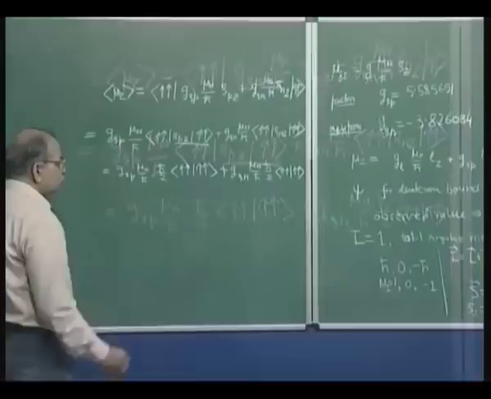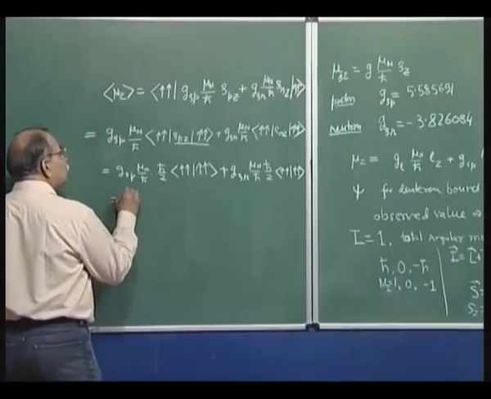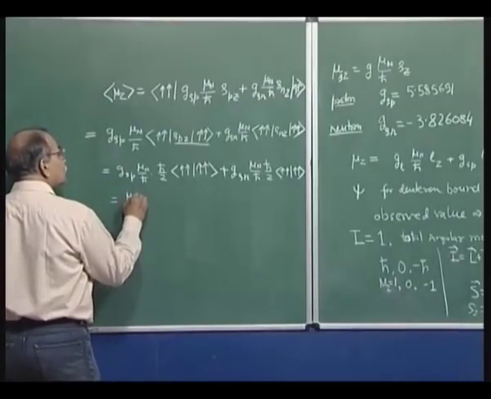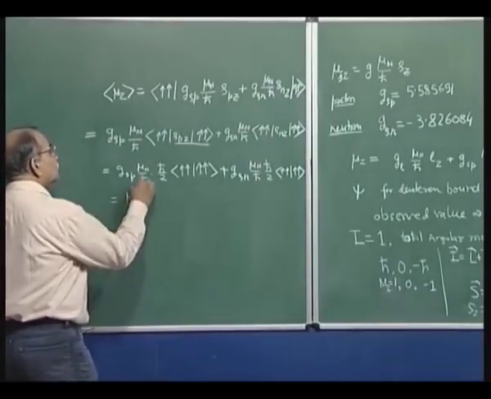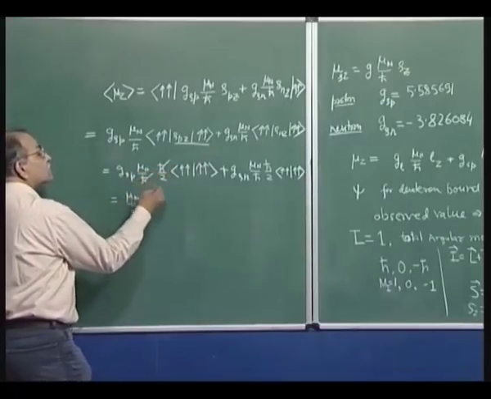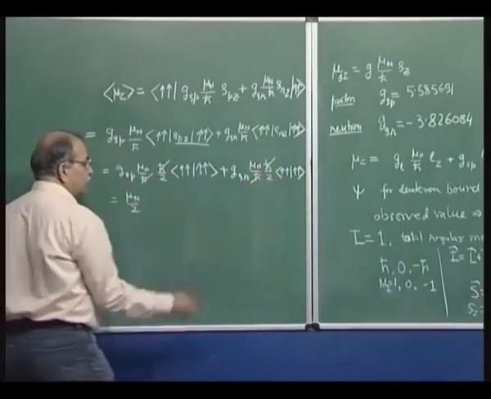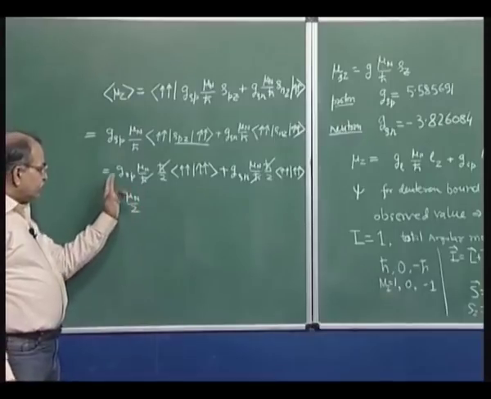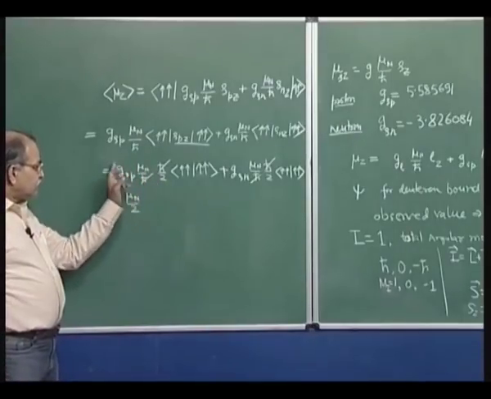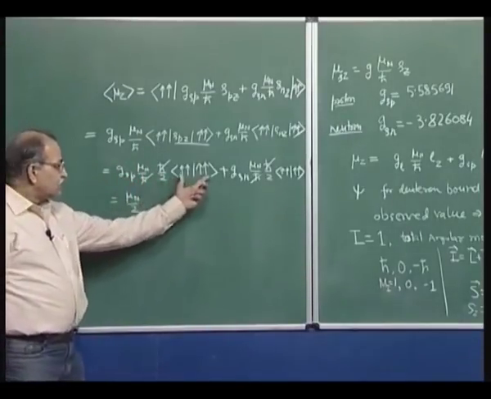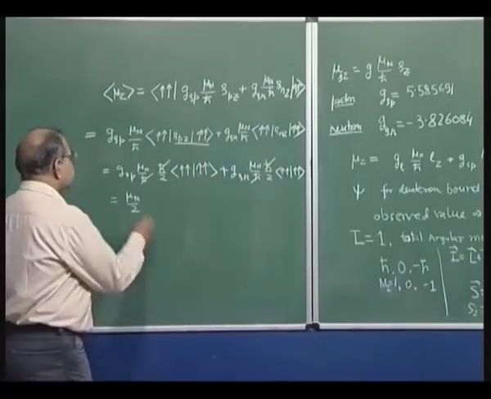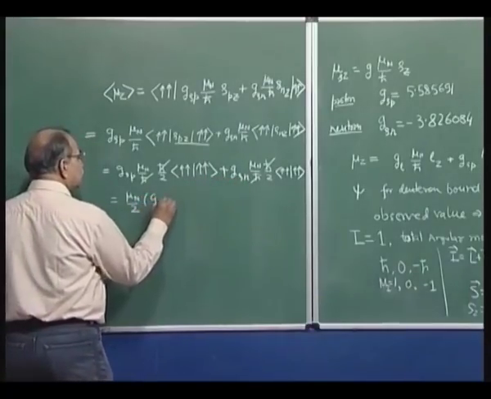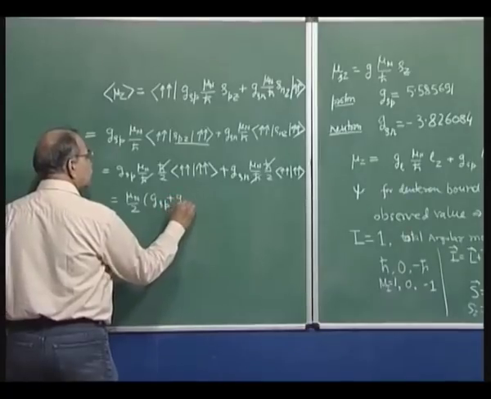Okay. So, that is mu n over 2, this h cross cancels, and mu n over 2 I can write here. So, mu n by 2 I have written, it is g S P, and this quantity is 1, plus g S N. It is g S P plus g S N.